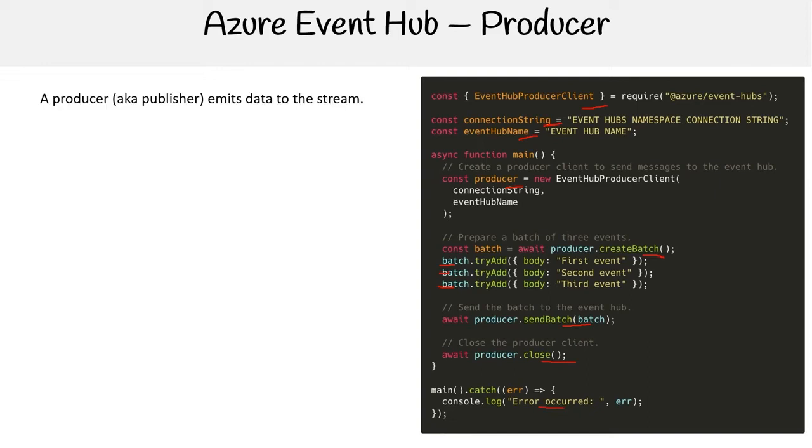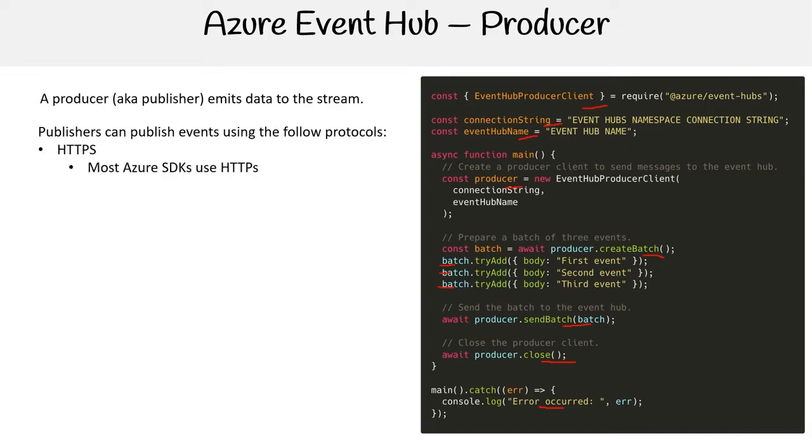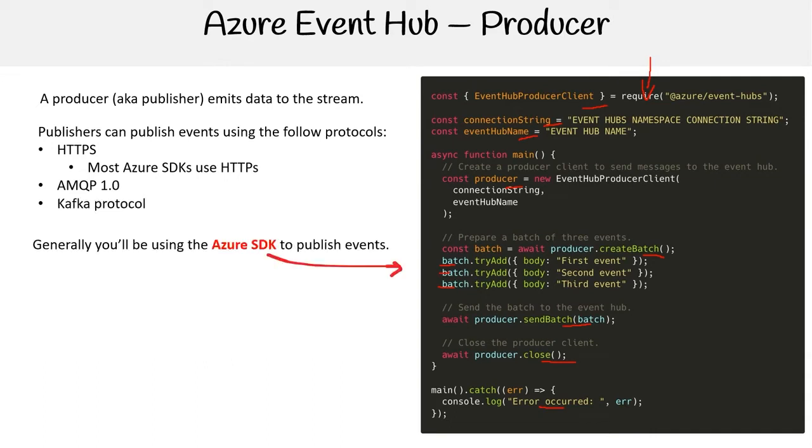A producer, also known as a publisher, emits data to the stream. Publishers can publish events using the following protocols. HTTPS: most Azure SDKs use HTTPS, as this would probably be used underneath. You have AMQP, which is a very popular queuing protocol. And the Kafka protocol, so if you're already using Kafka, then that's another way to get in here. And we just walked through that example.